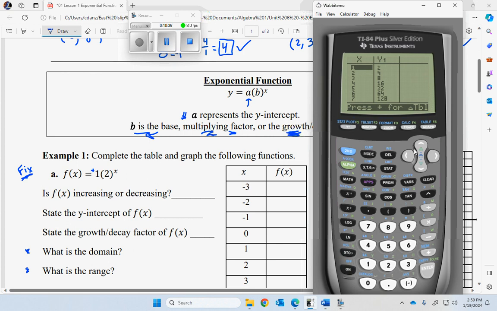Okay, so I want to go to where x is -3, and I see it's 0.125. Boy, awful small, isn't it? And then when x is -2, it's 0.25. And then when x is -1, it's 0.5. When it's 0, 1. When x is 1, it's 2. When x is 2, it's 4. And when x is 3, it's 8. So put those numbers in.